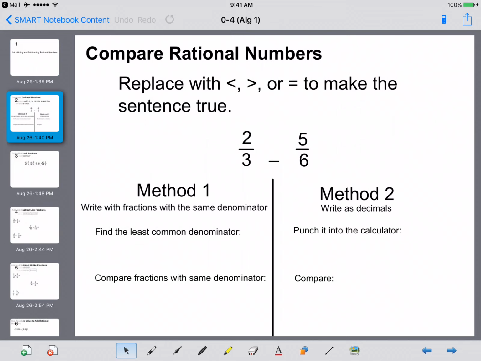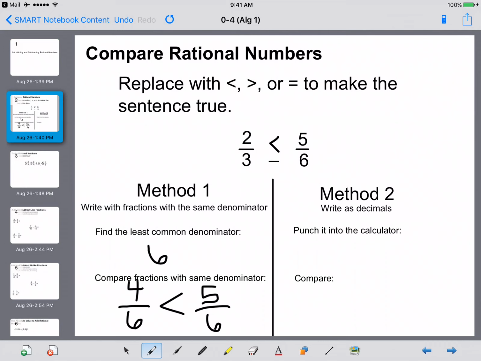So our first method that we could use to figure this out is writing our fractions with the same denominator. We want to find the least common denominator between 3 and 6. That is going to be 6. So for 2/3, how do I get 3 to equal 6? Times 2. What you do to the bottom, you do to the top. So 2 times 2 is 4. And 5/6 is already there with our common denominator. 4/6 and 5/6. We need the less than sign. So we can go ahead and throw the less than sign into our equation.